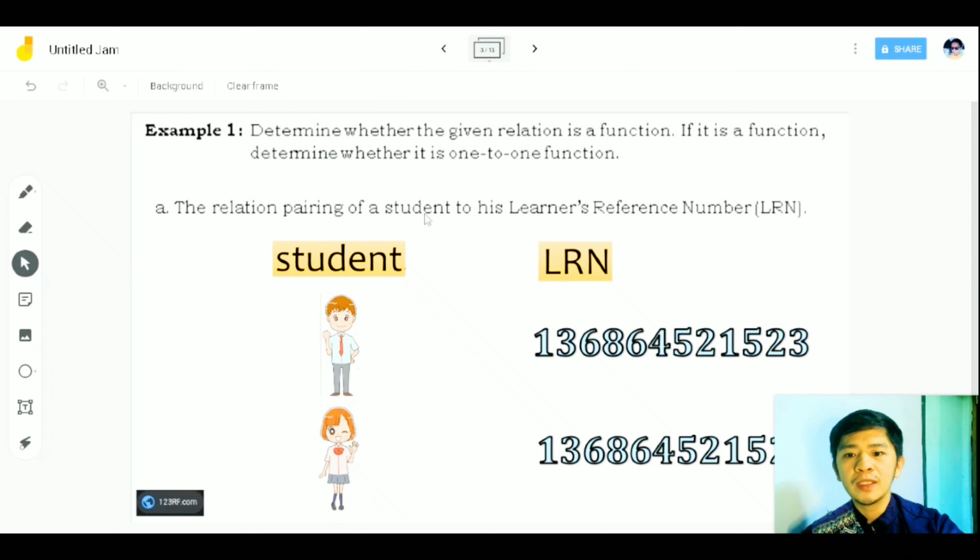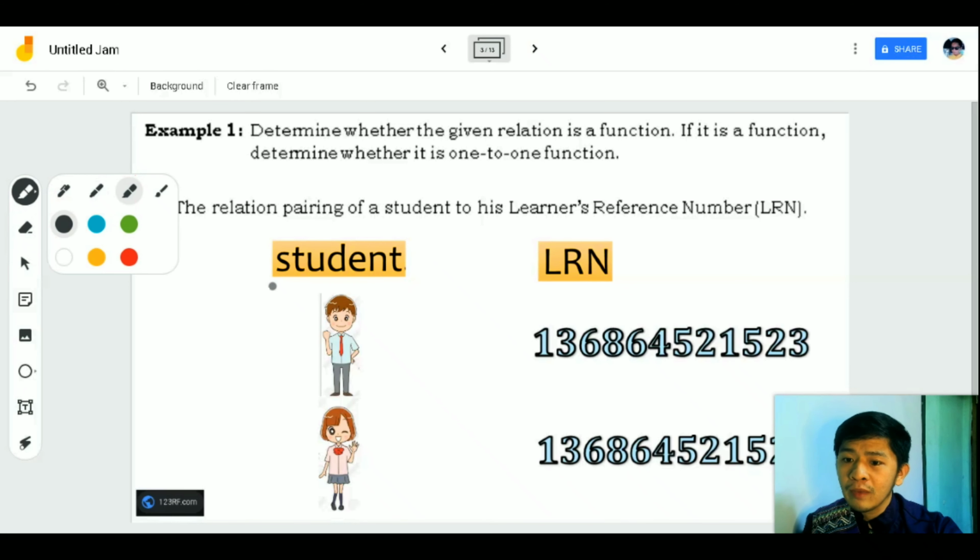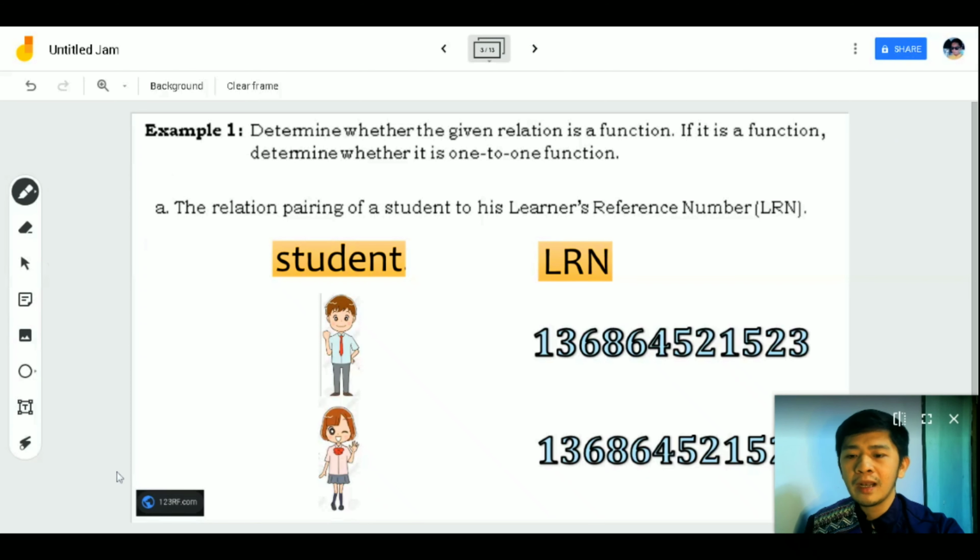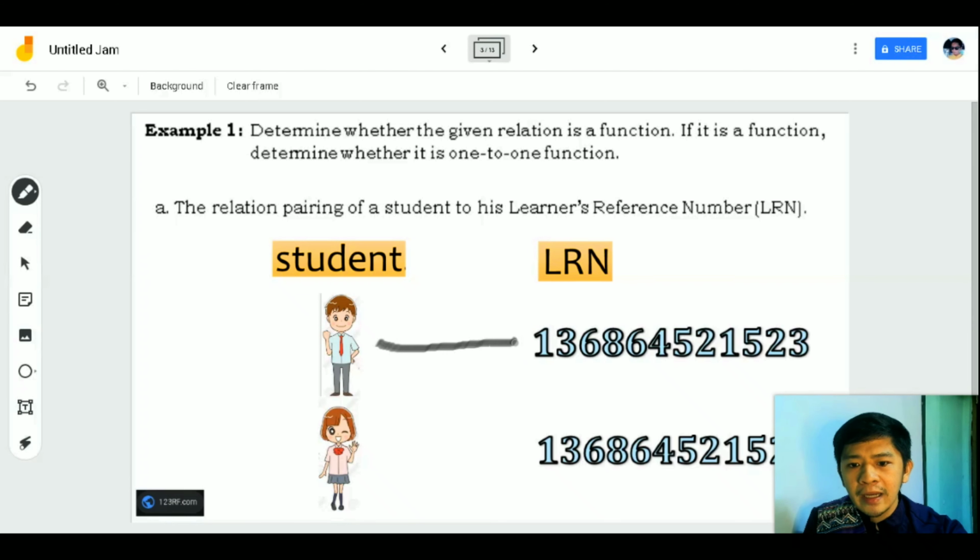Letter A, the relation pairing of a student to his learner's reference number or LRN. Let's say ito yung mga x value natin, yung sa student. Yung sa y value naman, ito yung LRN. So, for every x value, for every student, may nag-i-exist na isang LRN lang. Dahil hindi naman pwedeng magkaroon ng sa isang student ay dalawang LRN. So, sa female student naman, syempre, iba rin ang LRN niya. So, every student, male or female man yan, magkakaiba yan ng LRN.